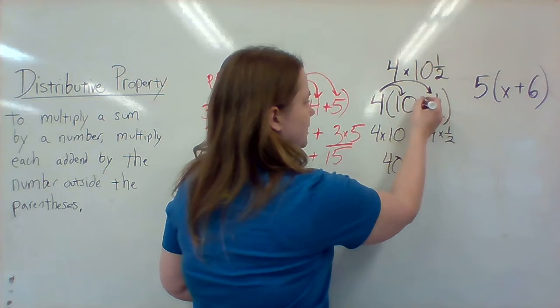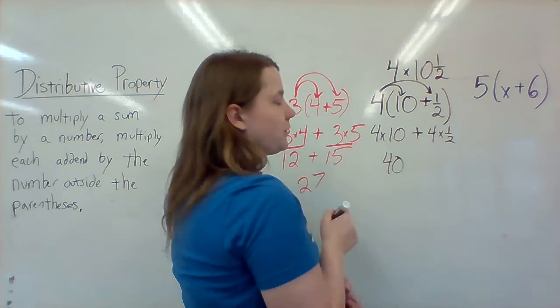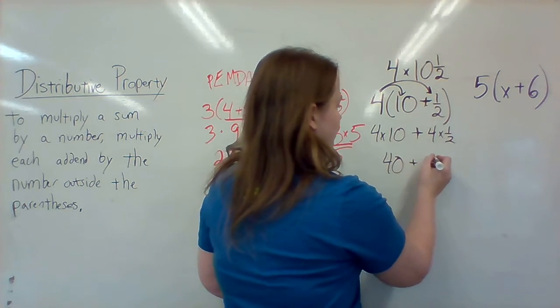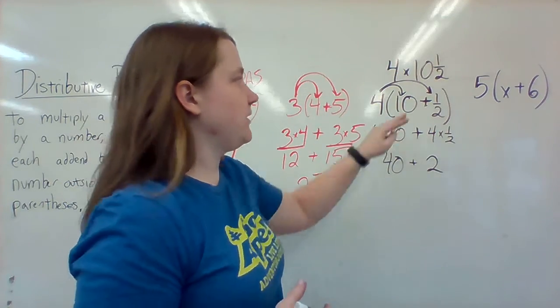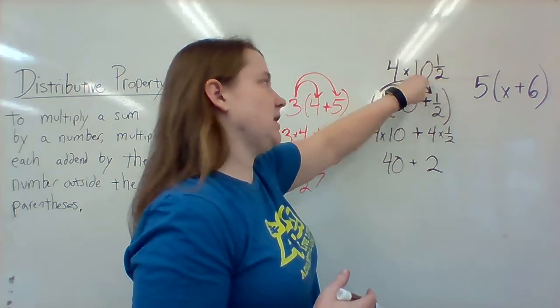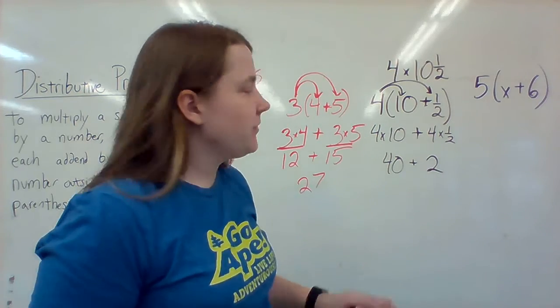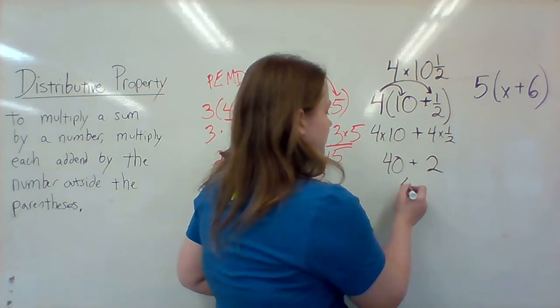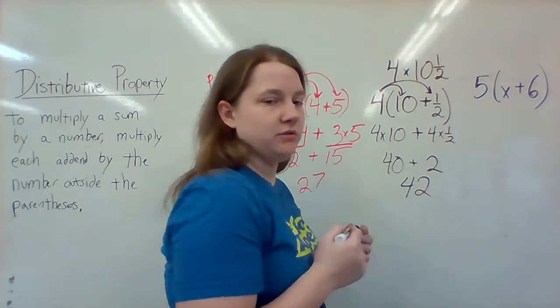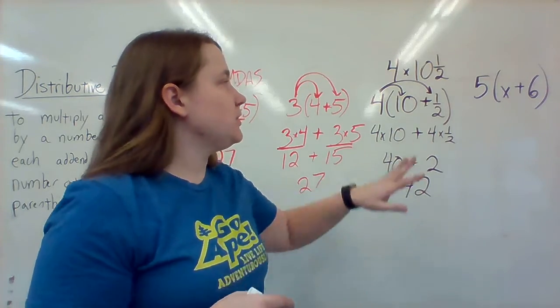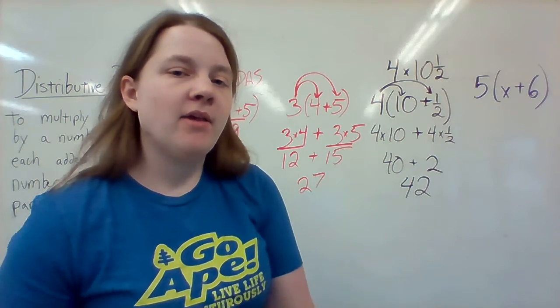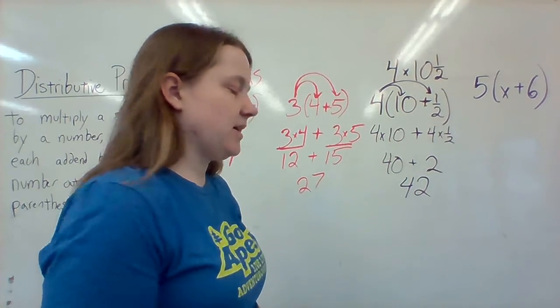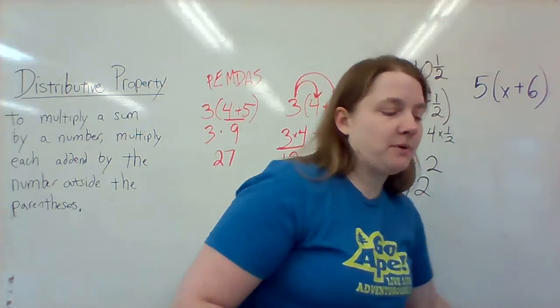Put that addition sign in there because it was up here. And 4 times 1/2 is 2. So instead of having to think about what's 4 times 10.5 and doing the long multiplication, we can just do this and get our answer of 42. That's something that you can use to think about multiplying by mixed numbers in a different way. However, it's not the most important thing to use the distributive property with.